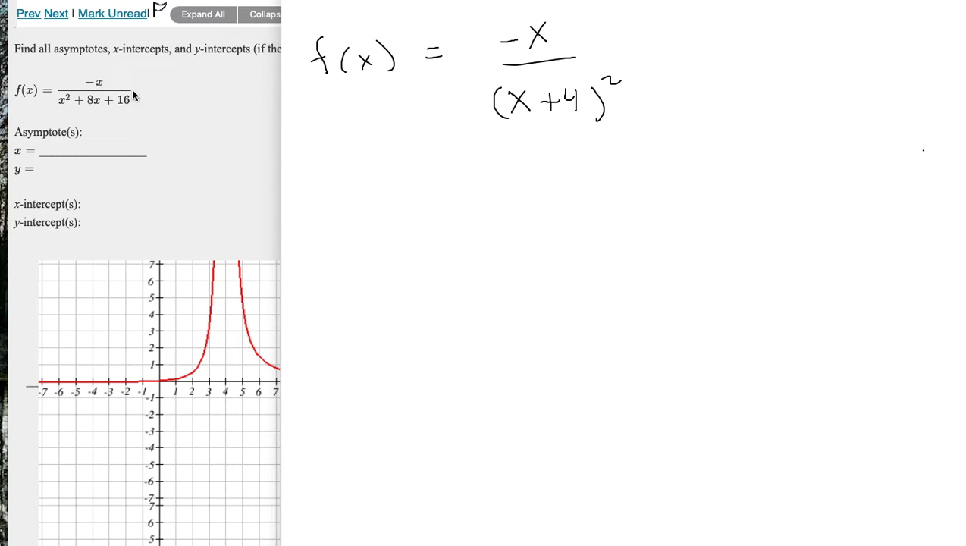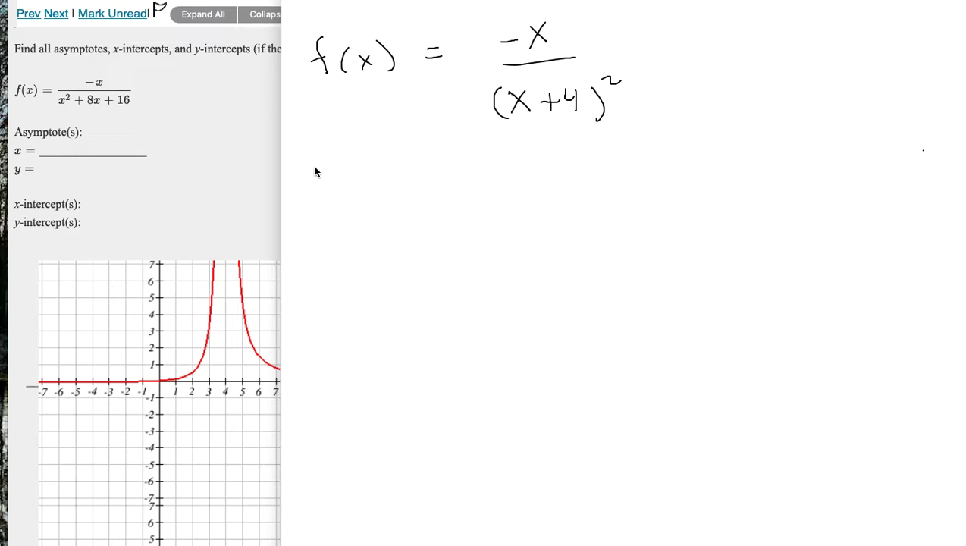Okay, so for this one, I have factored the denominator when I brought it over, so I needed it to multiply to 16 and add to be 8, so that'd be x plus 4, and then writing it over here is squared, just as a shorthand. So we need to find our asymptotes and our x and y intercepts.